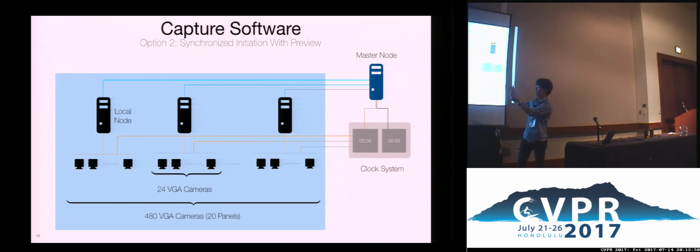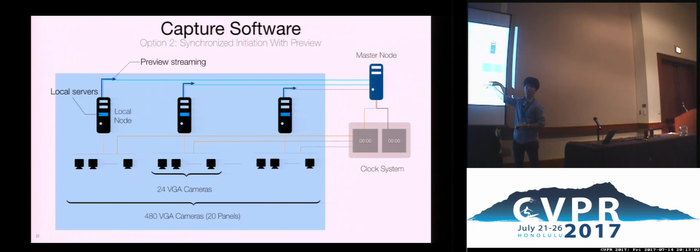So in this option, this capture software uses networking. To do that, we first initiate a local node. And the local server sends to the server so that we can see all the pre-visualization from each machine. And for the capture, the master sets the start time and the end time, so that all the captures start at a synchronized clock, and also they end at the same moment.